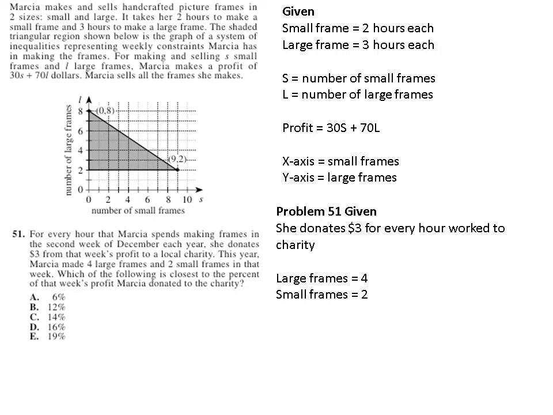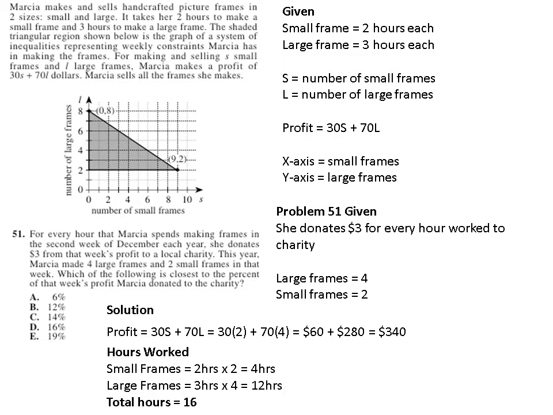So in the problem, we're also given that she donates $3 for every hour worked to charity. And we're also told that she made 4 large frames and 2 small frames. To figure this out, we need to know what profit she made during this time period. Using the profit equation and how many of each frame type were made, we have 2 small frames and 4 large frames. So 30 times 2 plus 70 times 4 results in a profit of $340.